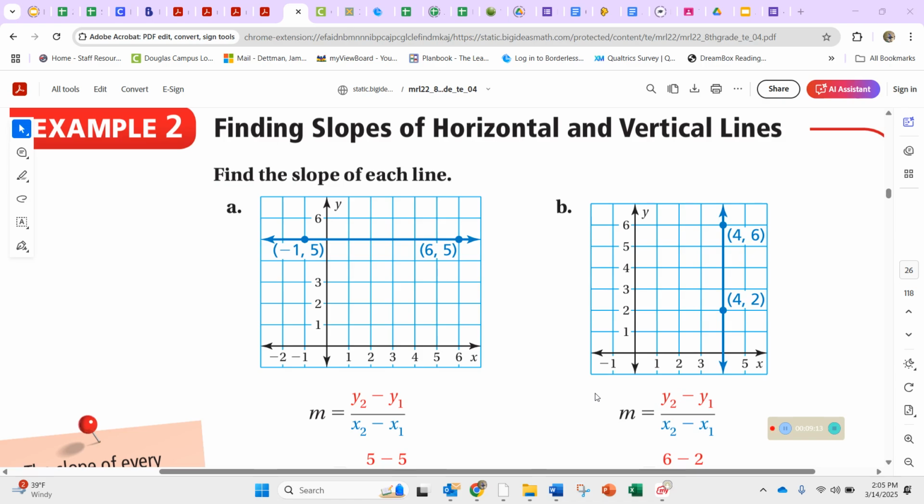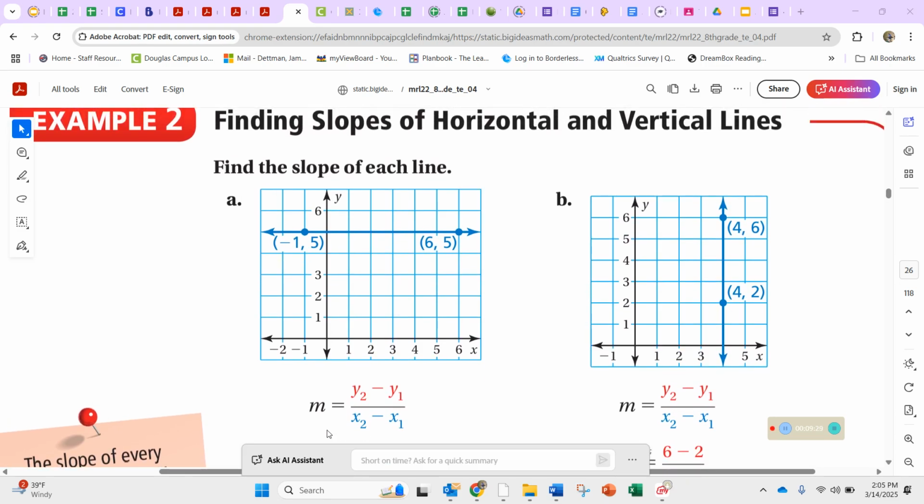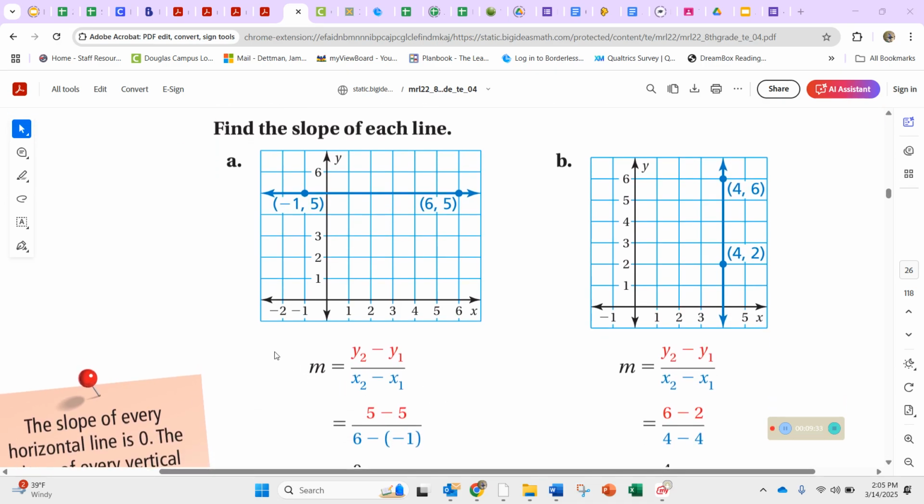So now we're looking at finding, this is a totally different example, finding slopes of horizontal and vertical lines. We talked about in the last video, horizontal is like left and right, vertical is like jumping, so it's up and down. So again, y2 minus y1, x2 minus x1. So in this one, you can see that we have our y2, which is 5 minus 5. So y2 is the second point on the line. So 5 minus 5.